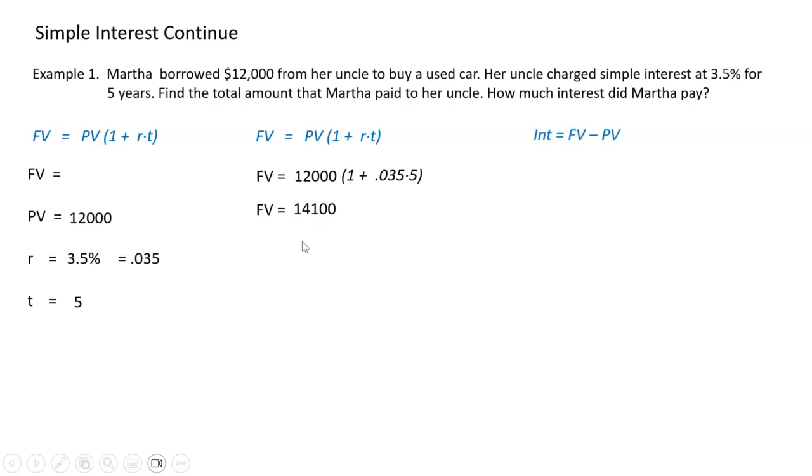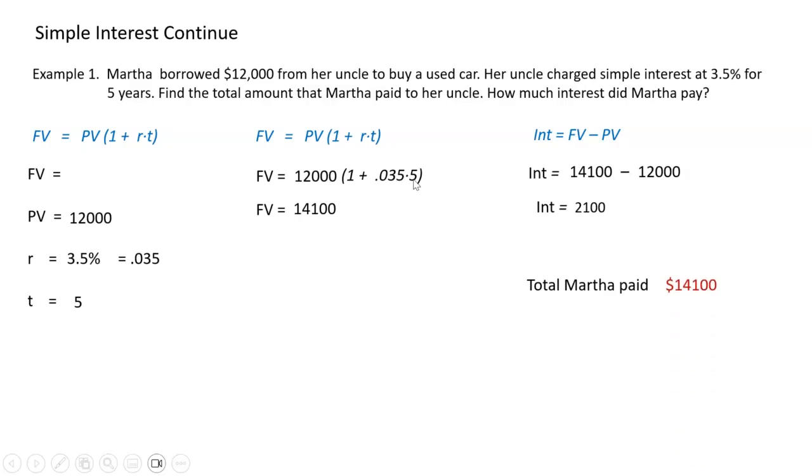You see, guys, this is the answer, right? How much money did Martha pay total? Now, if you use the future value formula, I mean, the future simple interest formula, then for the interest, it's going to be the future value, which was 14,100, minus the amount that Martha borrowed, which was 12,000. And it will give us 2,100.